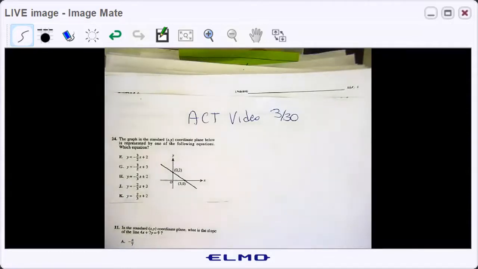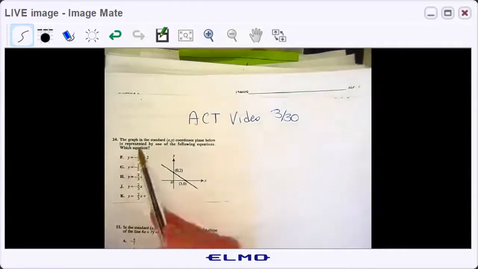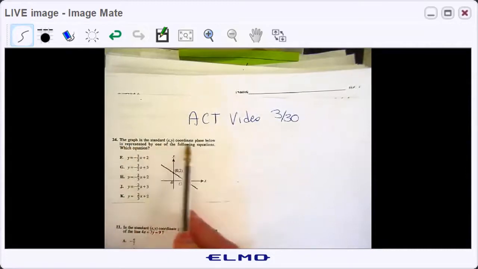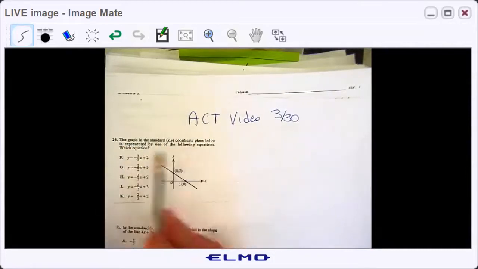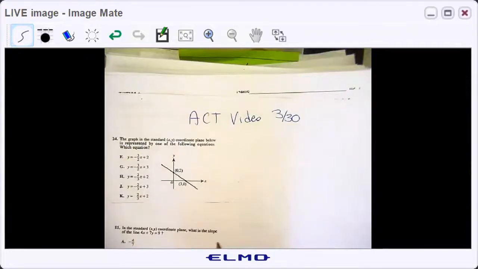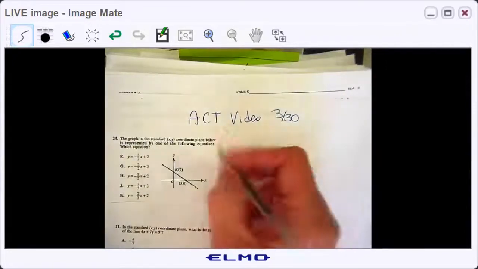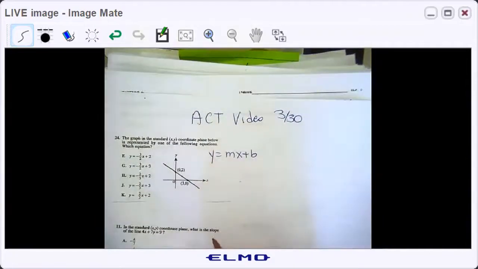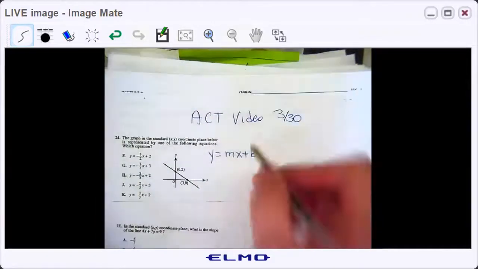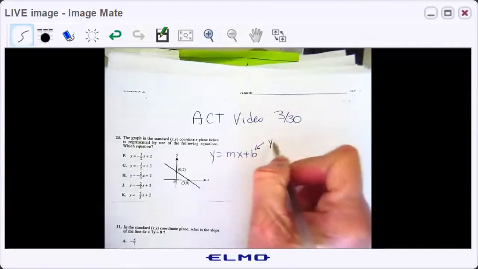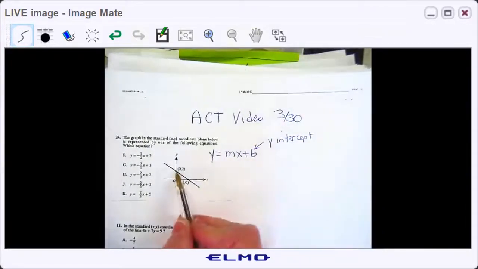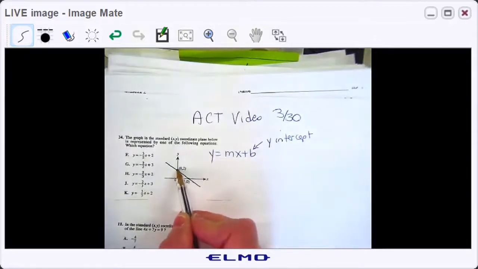So if I look at the first one, which is number 24 on one of the practice tests, it talks about this line graphed in the XY plane being one of the following equations. So immediately I can see through the answers, I'm going to be dealing with y equals mx plus b. A lot of y'all probably are already familiar with that formula, where b, of course, is the y-intercept, that's where it crosses the y-axis. So that's this point right here that I'm going to be working with.